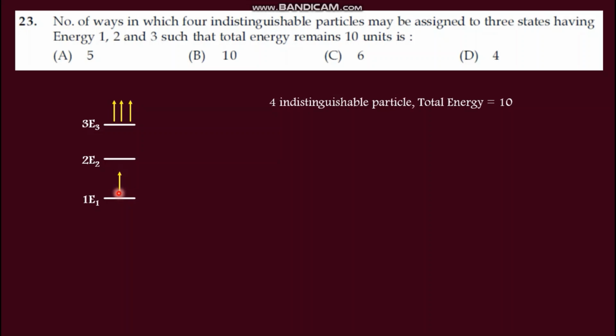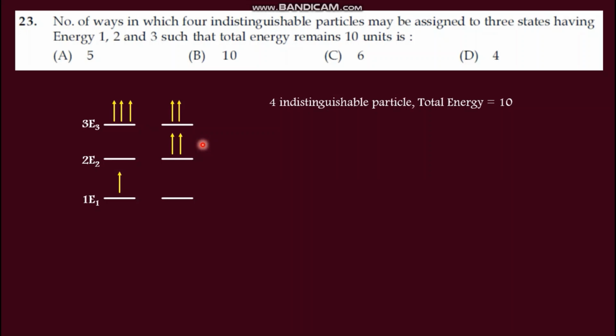Now we can put one particle in the first energy level, that is E equal to 1, and the other three we can put in the energy level 3. So here the overall energy is 3 plus 3 plus 3, 9, plus 1. Overall energy will be 10.